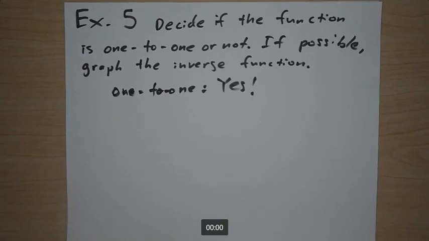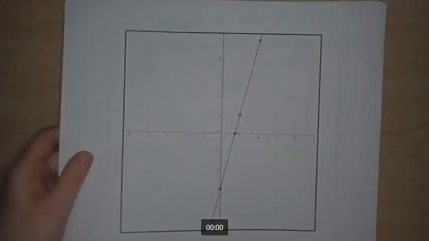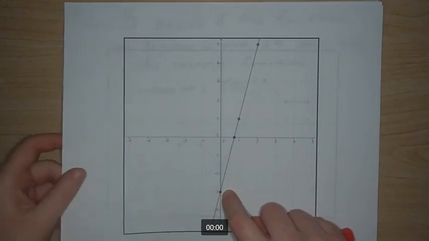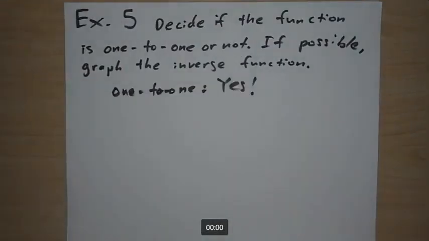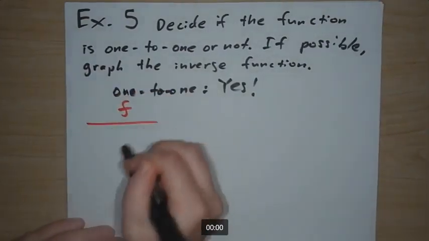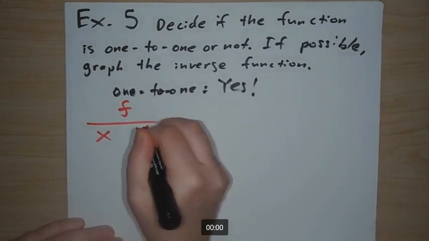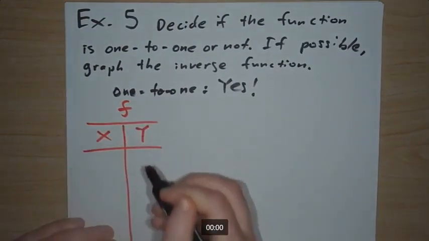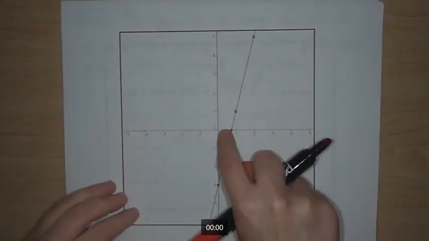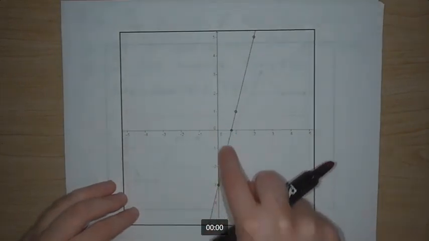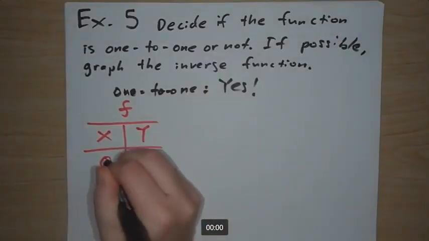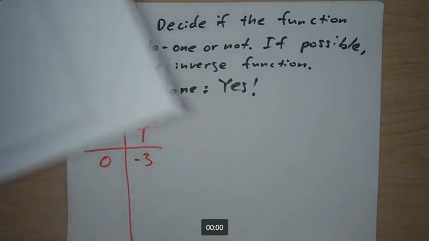What we're going to do first is look at this graph, and we see that it has some pointed out points for us. We're going to record those points. For the original graph, we'll name it F for now. We have the x and the y values. Looking back at the graph, for the first point we have an x of 0 and a y of -3.